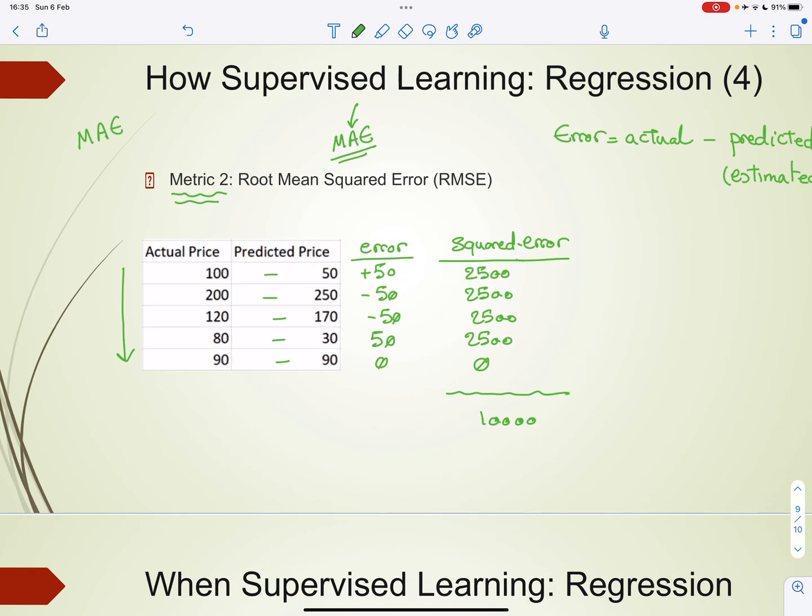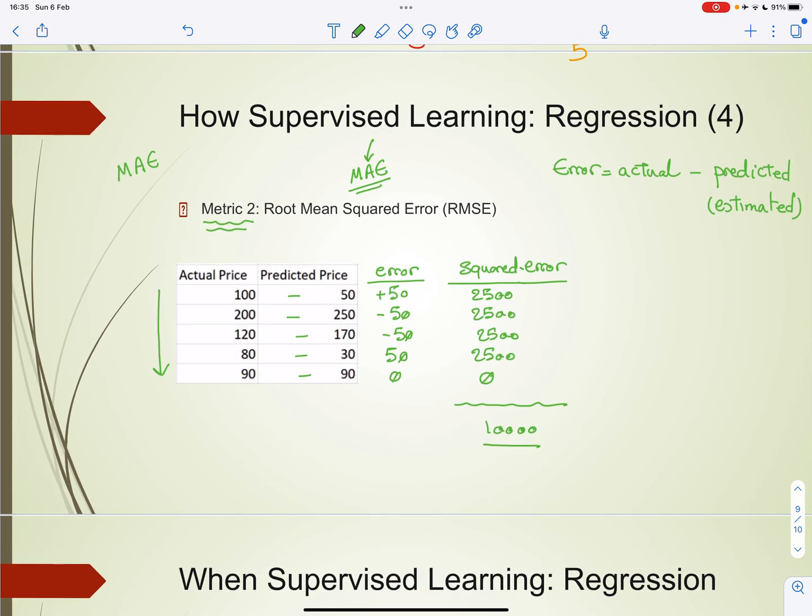And how to do so? Well, easy. Divide by the number of predictions. Here, the number of predictions is 1, 2, 3, 4, 5. So divided by 5, it would be 2,000. And this is the mean squared error. If you recall the unit, let's say that the unit is pound. This is pound squared, divided by a number, so this is pound squared. We would rather have something in pound. And this is why we do the root.